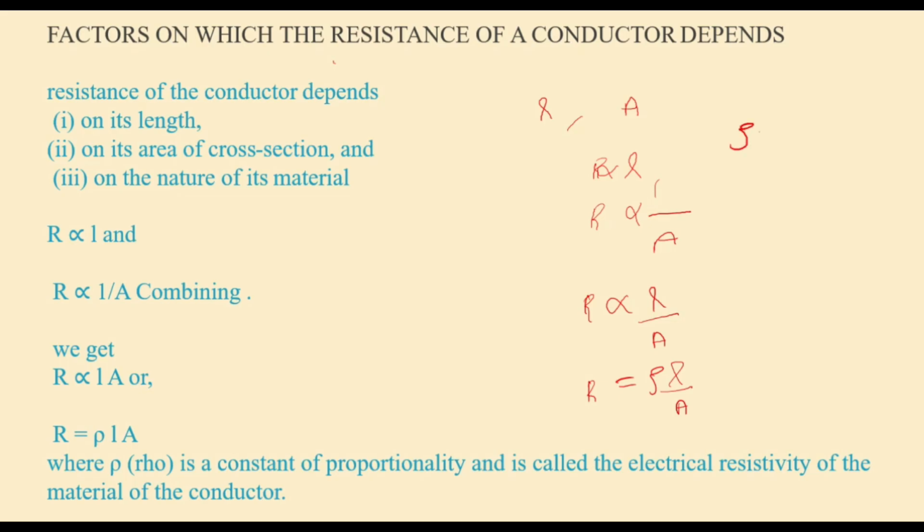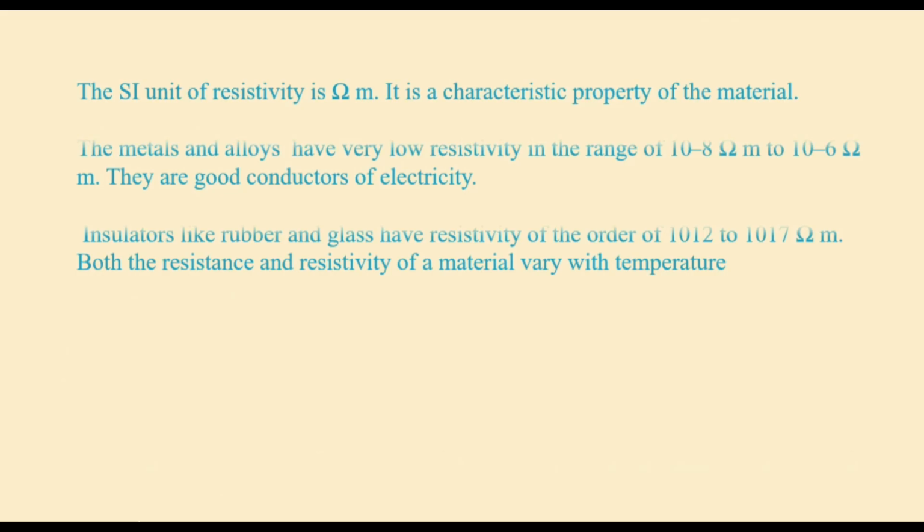Rho is equal to RA by L. Rho is the electrical resistivity of the material of the conductor, a constant of proportionality. Resistivity is different for different materials; it is constant for each and every material. The SI unit of resistivity is ohm meter.